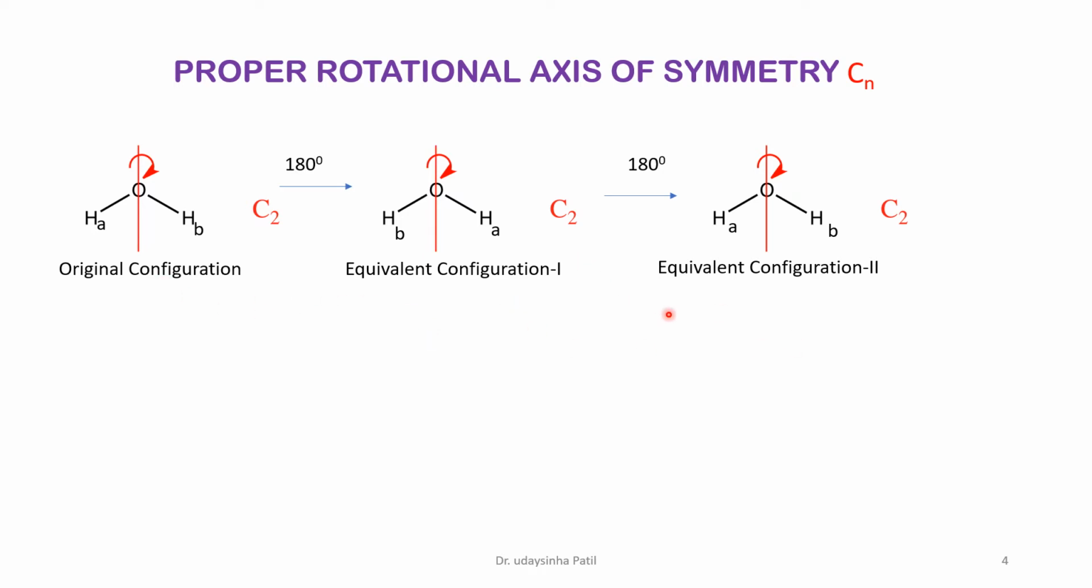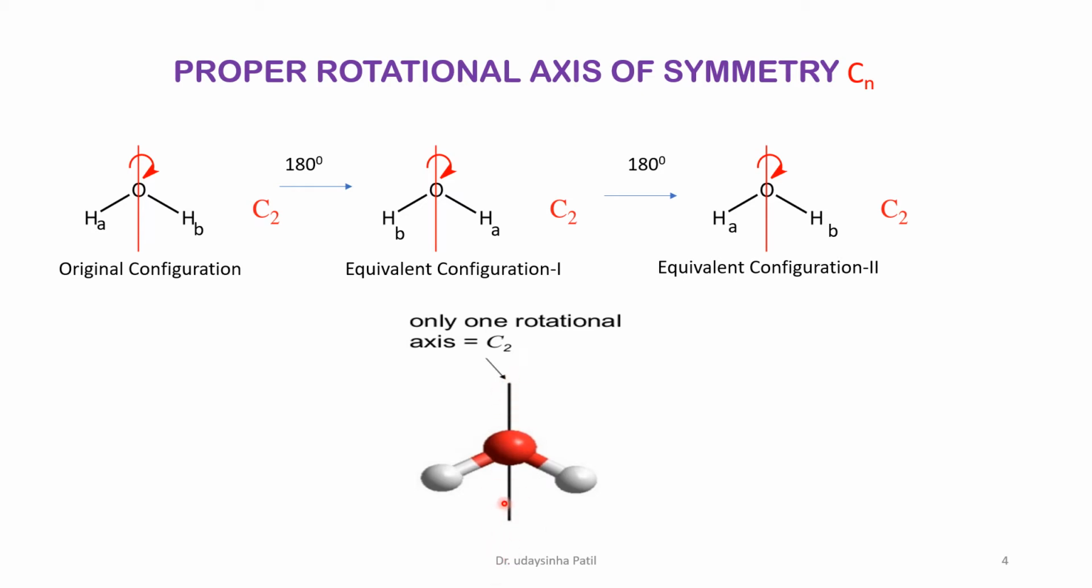When you search for another axis, there is no other axis which gives an equivalent configuration exactly identical with the original configuration. Therefore we can say that there is only one proper rotational axis for water, and it is C2, and we rotate the molecule by theta 180 degrees to convert between two equivalent configurations. Therefore there is only one rotational axis of symmetry, that is C2, by passing an axis through the oxygen atom.